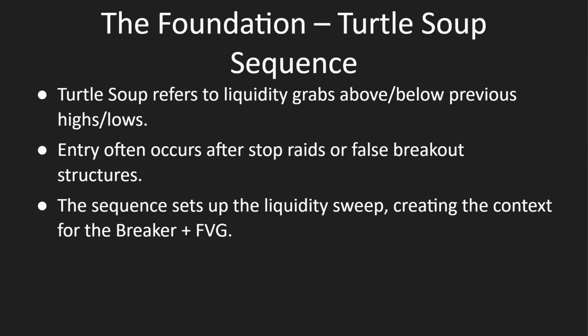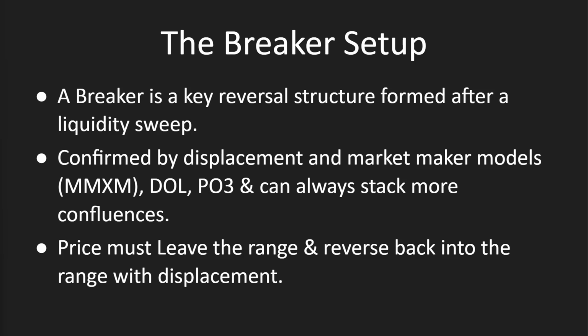Our turtle soup refers to the liquidity grab above our previous old highs or lows. Our entry often occurs after the stop raid, when we find our false breakout of our range and our reversion back into our range. Our sequence sets up the liquidity sweep, creating the context for the breaker FVG setup, aka the unicorn setup. What makes the breaker setup such a successful key reversal structure is, one, it is formed after a liquidity sweep. We have multiple confirmations such as displacement, our market maker model, an obvious draw on liquidity. You can also add power of 3 on there, as well as other confluences.